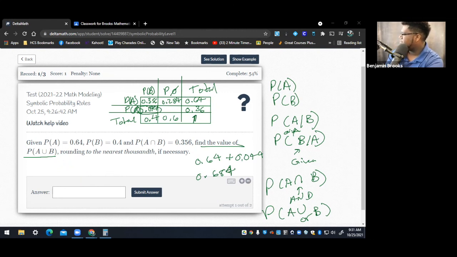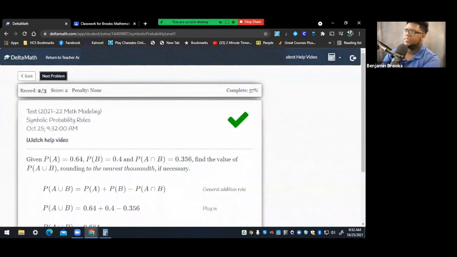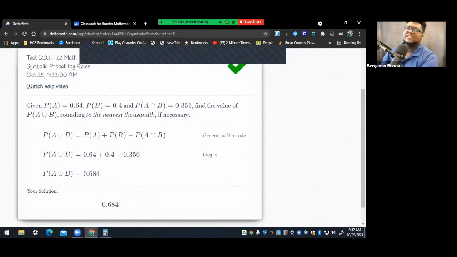Now there's a different way to do this, but I just wanted to show you that the tables still work. All right. But honestly, the best way to do it is this. Basically, the probability that A or B happens is the probability that A happens plus the probability that B happens minus the probability that A and B both happen. Right? So, yeah. Actually, this makes a whole lot of sense.